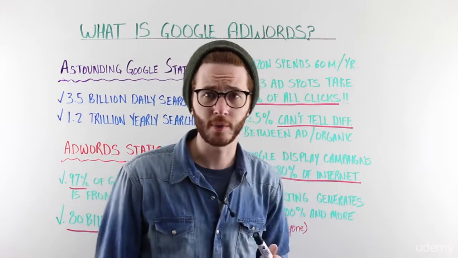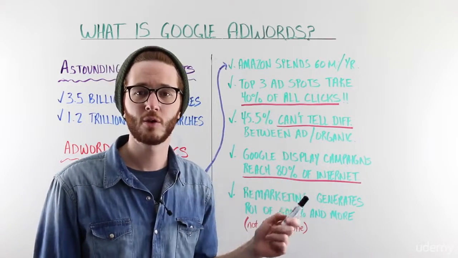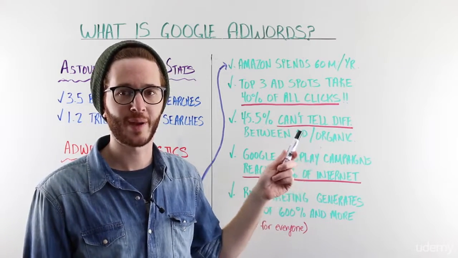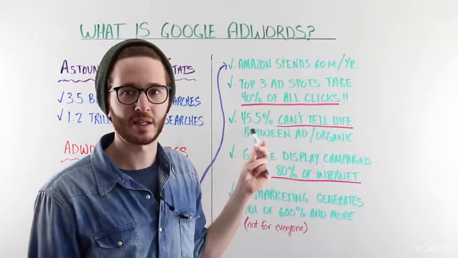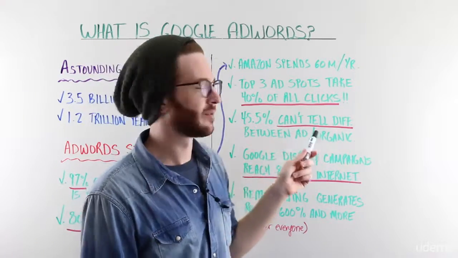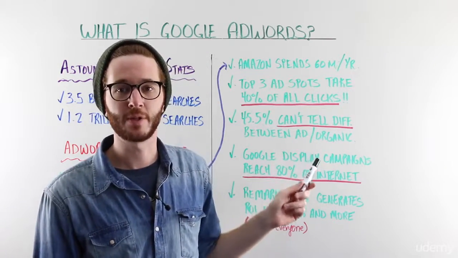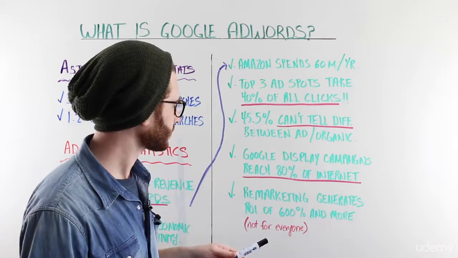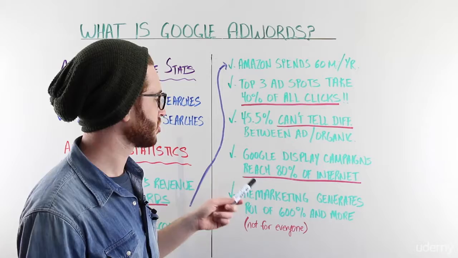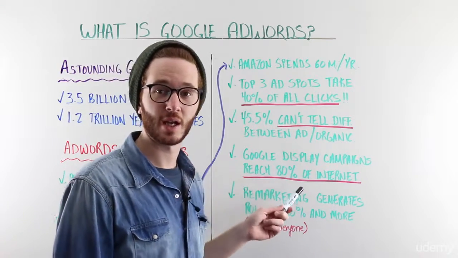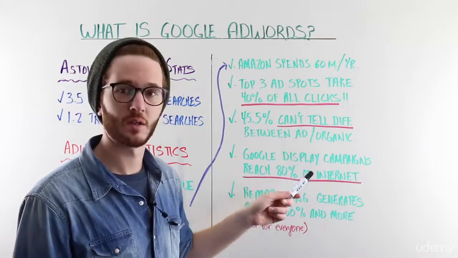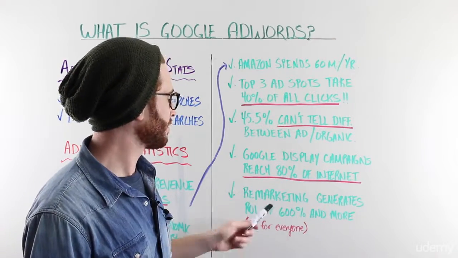And for those of you who are hesitant or concerned about the quality of the clicks from AdWords ads, just think about this stat. 45.5% of people don't even know the difference between an AdWords ad and an organic result on a search results page. Google display campaigns reach 80% of the internet. That's a tremendous amount of reach that the Google Display Network has.